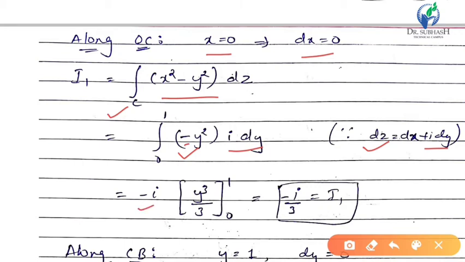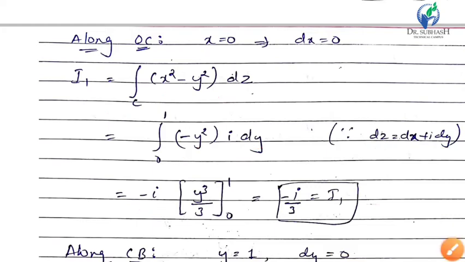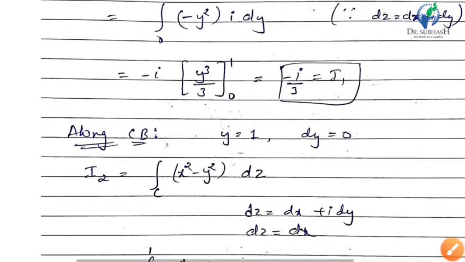Now this minus I am taking common. I am simply integrating this equation. Y square will be y cube by 3, and the limit is 0 to 1. After putting the limit, upper limit minus lower limit, I get I1 equal to minus i by 3. This is my first integral.